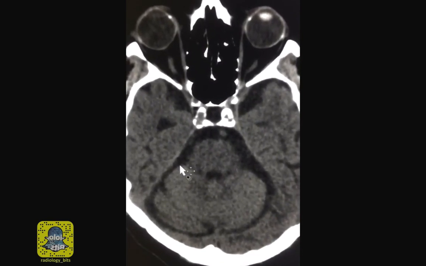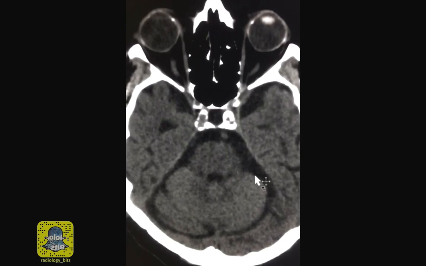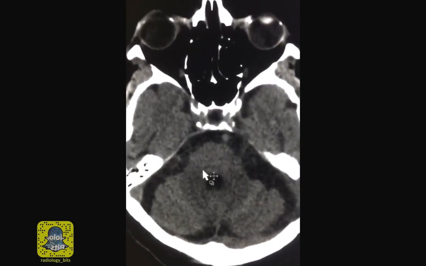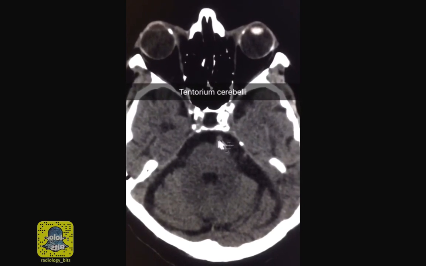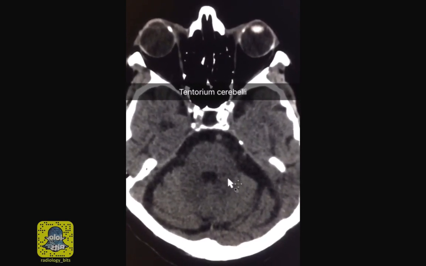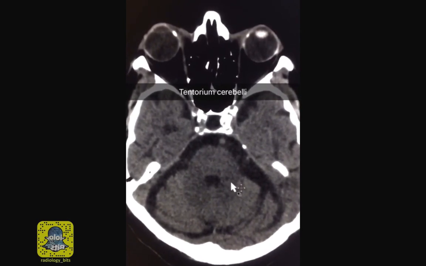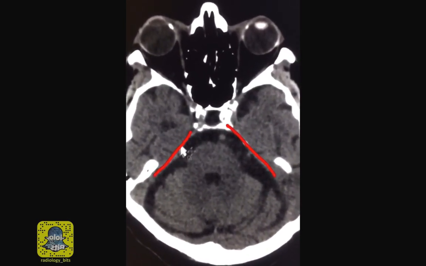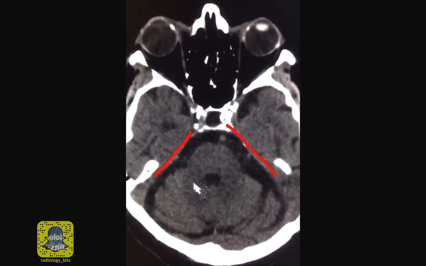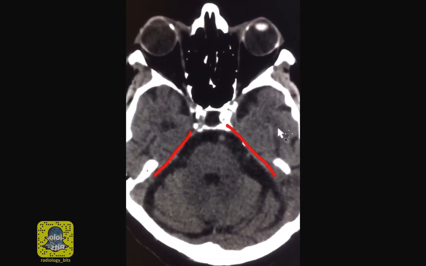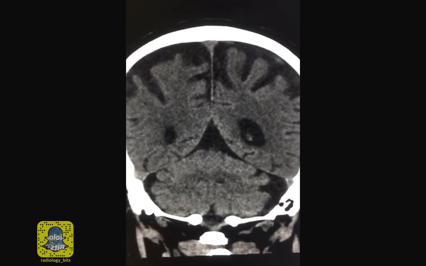In addition to the falx cerebri, there is another tough membrane that separates the posterior fossa structures from the rest of the brain. This is part of the right and left membrane, which is called the tentorium cerebelli. Since this tentorium has a transverse orientation, it's more difficult to see on these axial images. The tentorium is much easier to see in the coronal image.